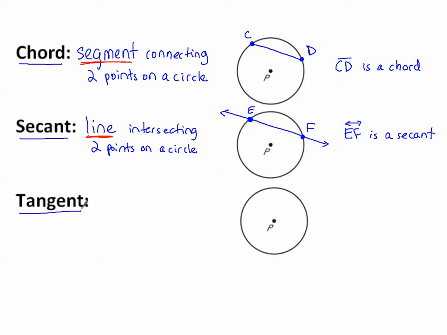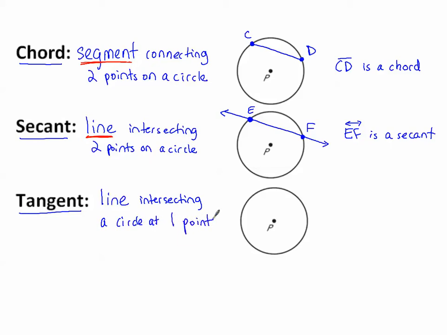Then we have a tangent. A tangent is also a line, or really any part of a line, so it could be a segment or a ray. This is a line intersecting a circle at 1 point.